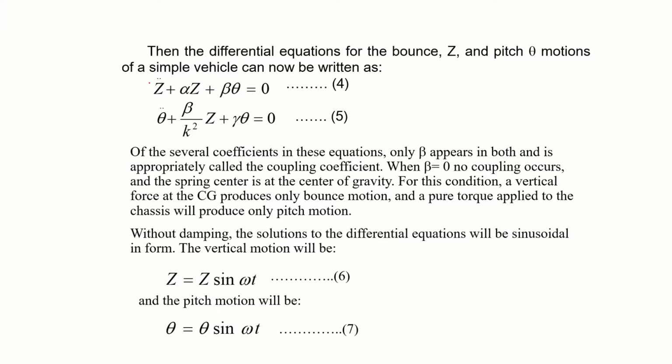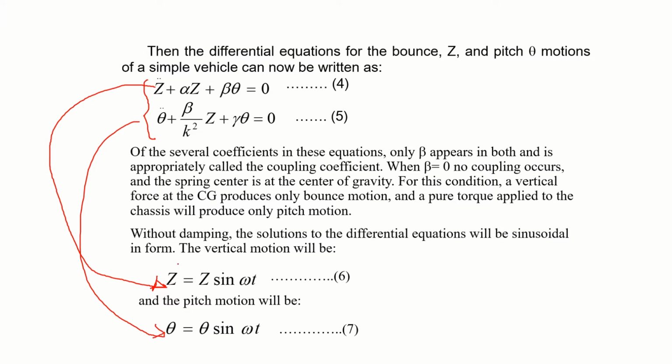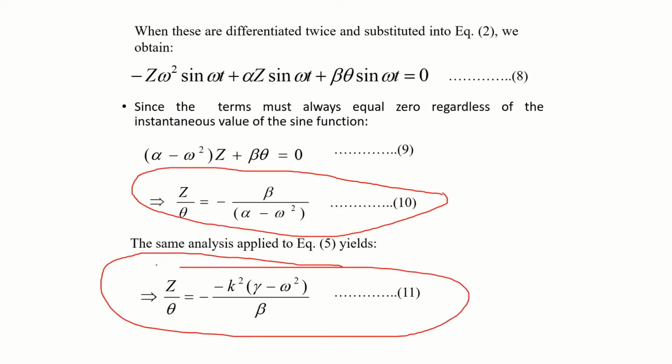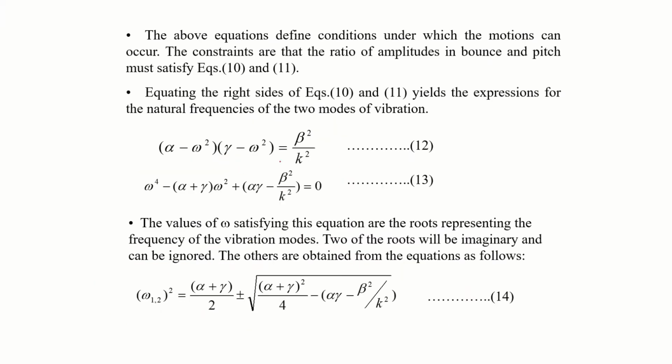Then I got the equations, two equations. For this equation, assuming this is the solution, then differentiate two times and substitute for z double dot, z and theta. Similarly, theta double dot you differentiate and substitute. Then reorganize. So from the first equation, I can take z by theta is equal to this. Second equation, I can take z by theta equal to this. When left hand sides are equal, right hand sides must be equal. Then we get this.